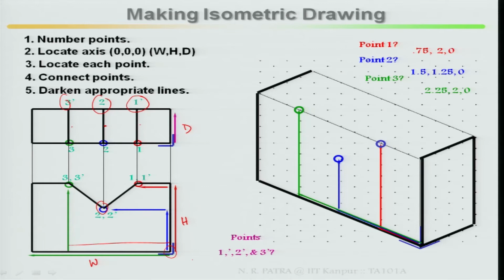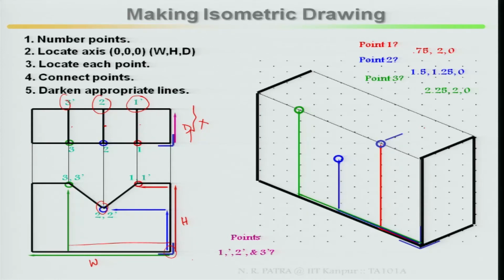From point 1, take parallel lines in the depth direction and measure the distance of the depth. Then if I take it in the depth direction like this, this distance is known because this distance is known. This is known, this is known. I can very easily locate 1 prime. Similarly, I can locate 2 prime. Similarly, I can locate 3 prime. This is the procedure that has been followed.